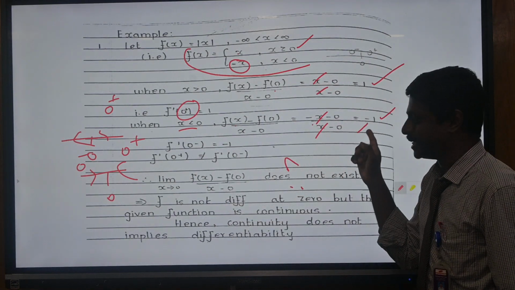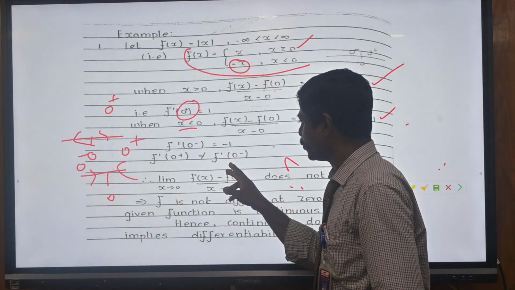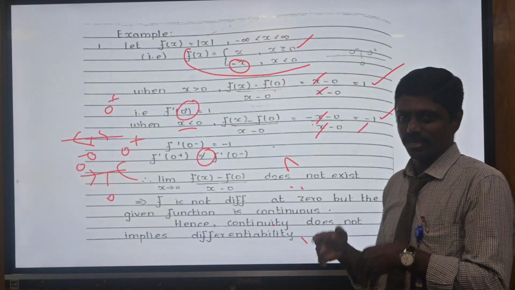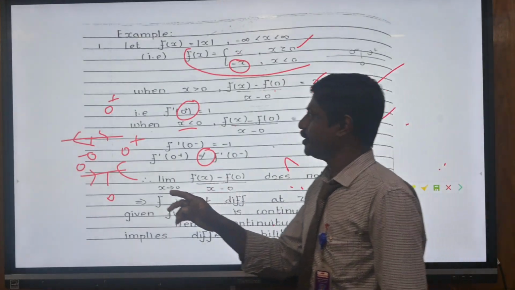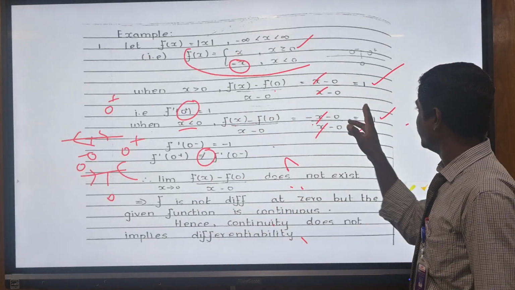The limit is not the same. So f dash of 0 minus is minus 1. So LHS is not equal to RHS, and the limit does not exist. If the LHS limit and RHS limit are the same, only then can we call it a derivative. Here it is not the same.